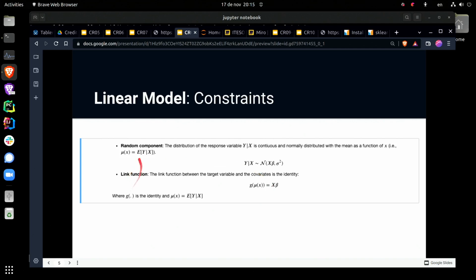There are two key components. So we have the random element. Our target variable is a random variable, and therefore it has a distribution. And we are assuming the conditional distribution of y given x. And there's also the concept of the link function.